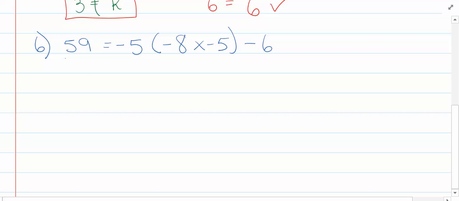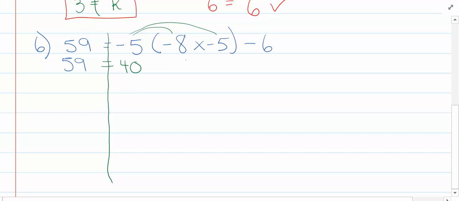So we have a lot going on here. Okay, we want to still go ahead and distribute first. -5 times -8 is going to be 40. -5 times -5 is going to be a +25. Oops, don't forget, I made a mistake here. Don't forget that next to 40 you need to have your variable. So it should be 40x plus 25 minus 6.